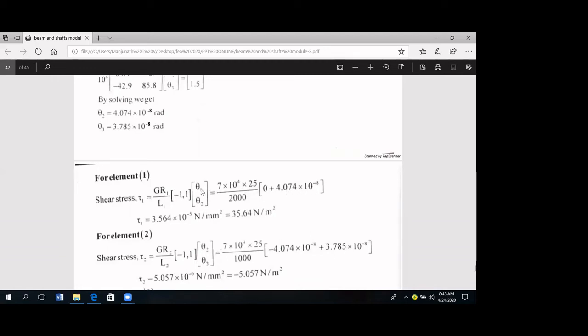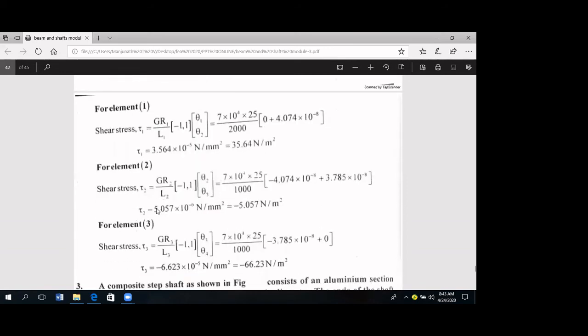Okay, so here minus whatever are these values into minus 1 theta 1. Theta 1 we have got 0, so that overall value becomes 0. Then theta 2, this value into theta 2 is 4.074 into 10 to the power of minus 8, so this value into this value gives tau 1, which is equal to 3.56 into 10 to the power of minus 5 Newton per millimeter square. So this is how we get the shear stress for element number 1.